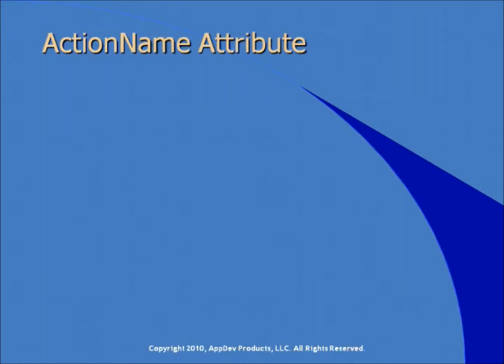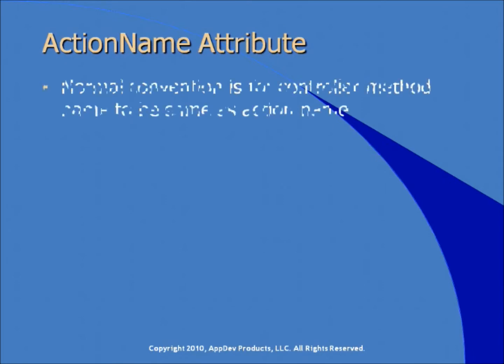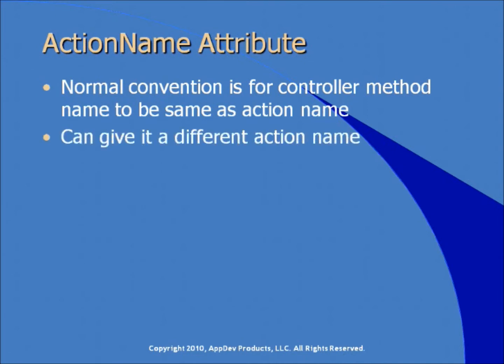So one of the attributes that we need to talk about is action name. The normal convention is that the method name that you define in the controller is also the action name. This is generally what you should do because it keeps things simple and straightforward. But you can also give an action method a different action name. Keep in mind that the action invoker matches up the route action name with the method's action name, which may not be the same name as the method within the controller, which is a little bit confusing, but bear with me. We'll straighten it out.